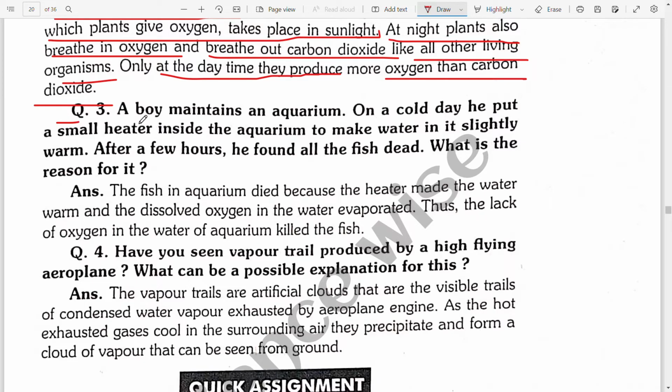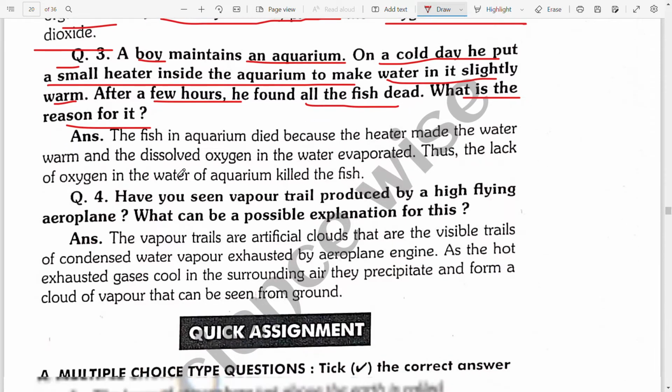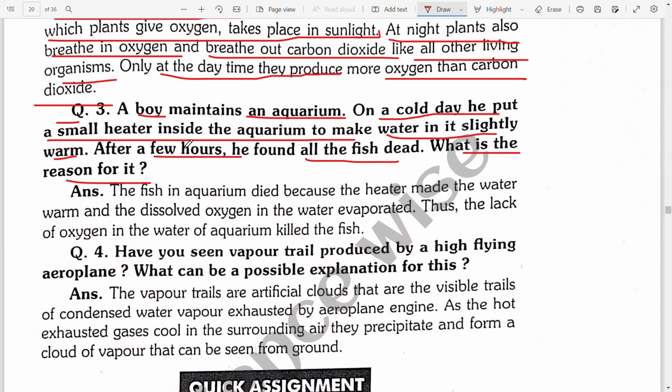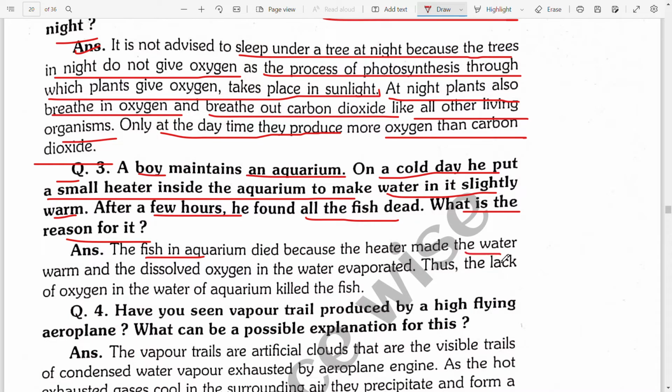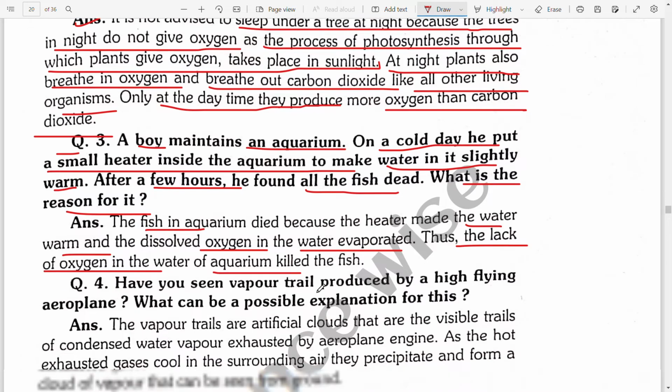Question number 3. A boy maintains an aquarium. On a cold day, he put a small heater inside the aquarium to make the water slightly warm. After a few hours, he found all the fishes dead. What is the reason for it? Answer: The fishes in the aquarium died because the heater made the water warm and the dissolved oxygen in the water evaporated. Thus, the lack of oxygen in the water of the aquarium killed the fish.